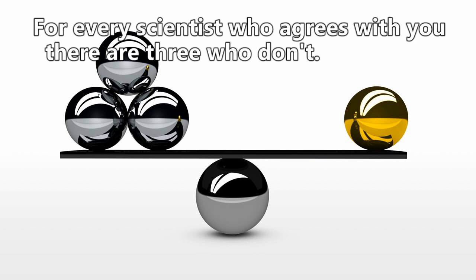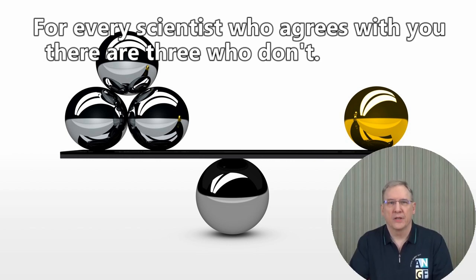18. For every scientist who agrees with you, there are three who don't. Every time one scientist says yes, three scientists say no. A and B are not equal. Most scientists disagree with you. So why should I listen to you?